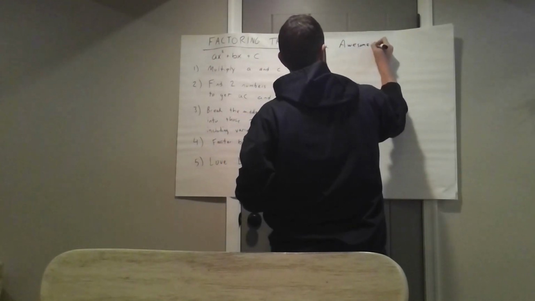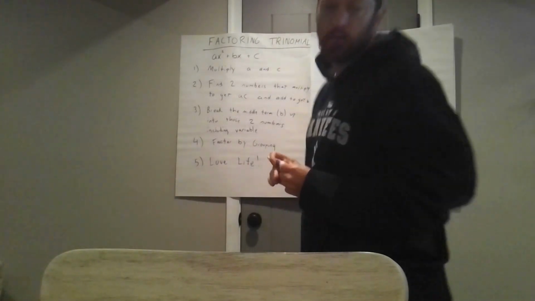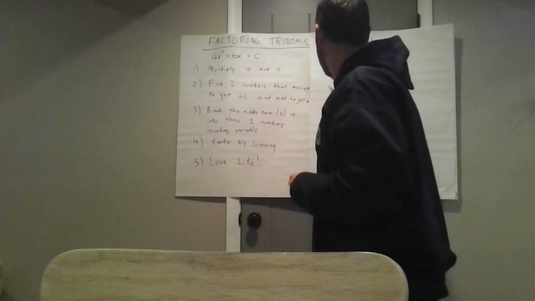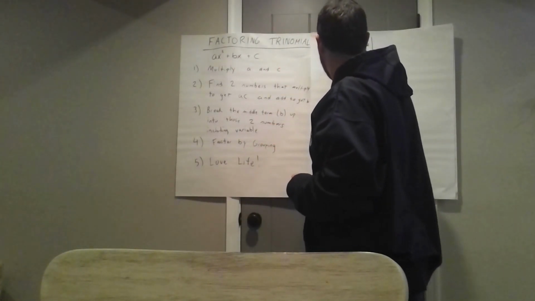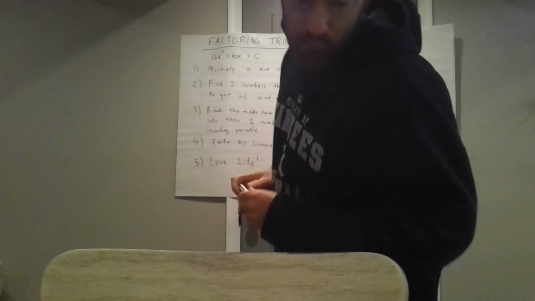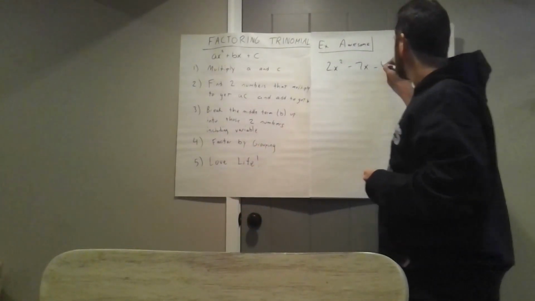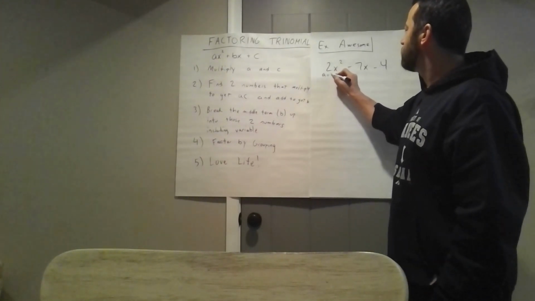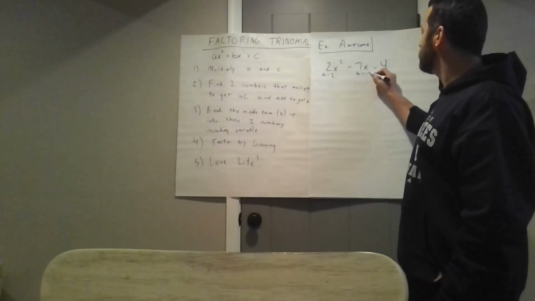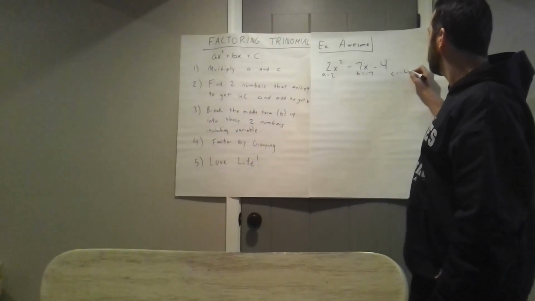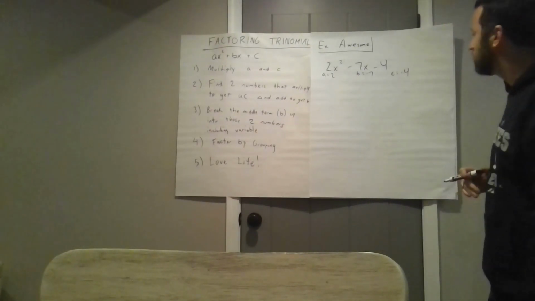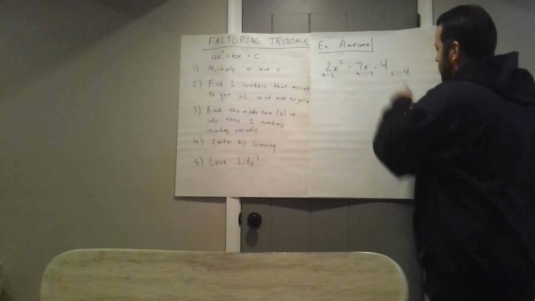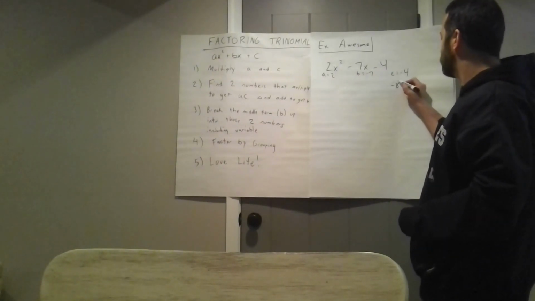We'll call this example awesome. All right, let's try 2x squared minus 7x minus 4. All right, my a is 2, my b is negative 7, my c is negative 4. Multiply a times c, which gives me negative 8.